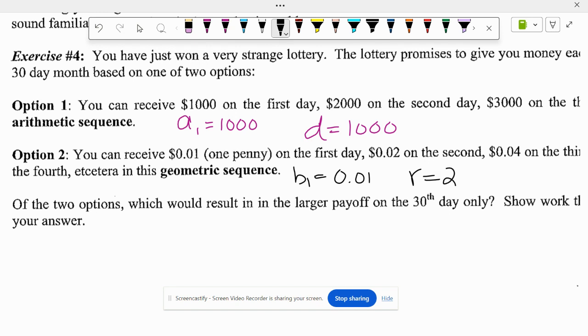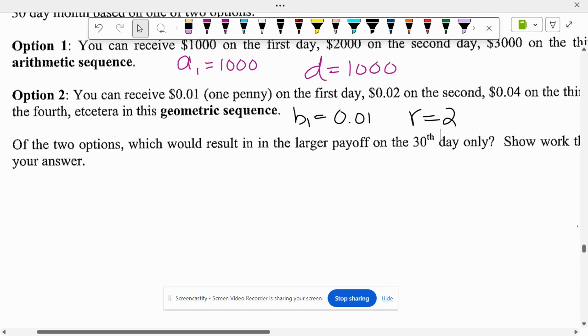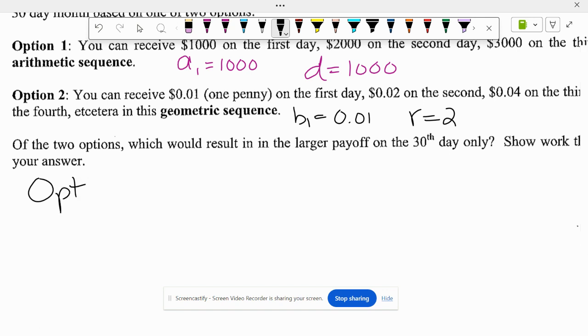2 times. Okay. So it says, of the 2 options, which would result in the larger payout on the 30th day only. So we just have to figure out the 30th term. That's what it's asking us to do. It's asking us to figure out the 30th term from both. So we have to write the explicit formula. So option 1, explicit formula. Let's start with that.